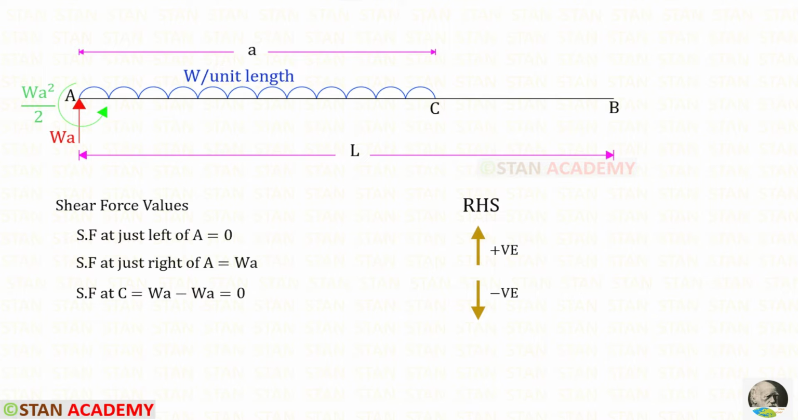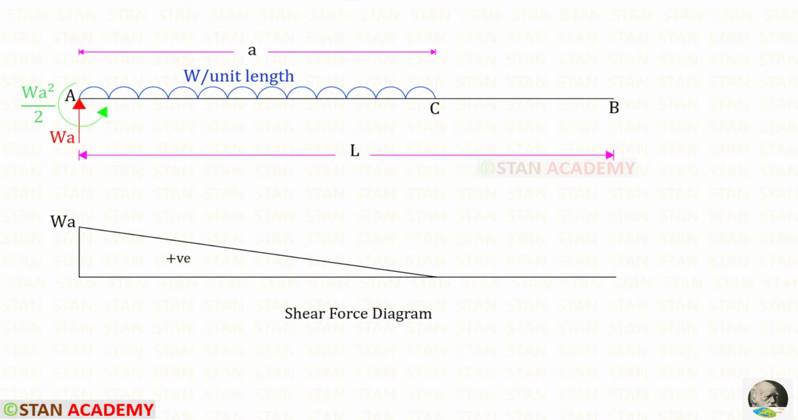Let us find the shear force at the point C. Up to the point C, we have wa and the UDL. The UDL is acting downwards, so it will be negative. For the UDL, we have to multiply with the distance a, w into a, it will be wa. For the shear force at C, we will get 0. From the point C to the point B, there is no load, so the shear force will be 0. Here you can see the shear force diagram.